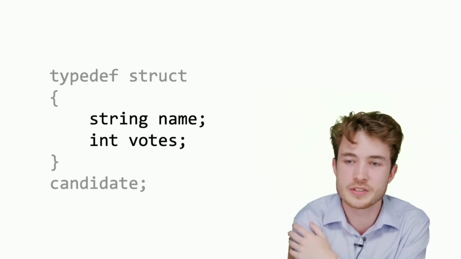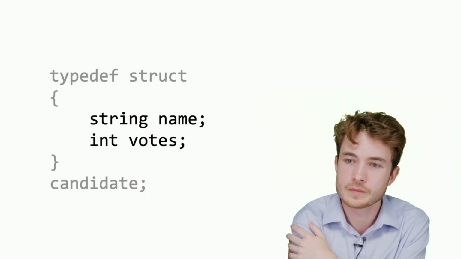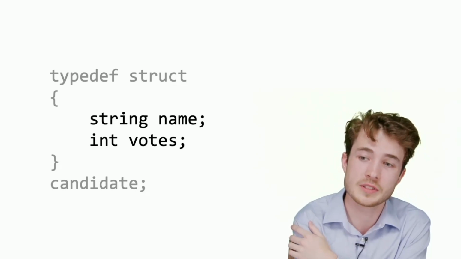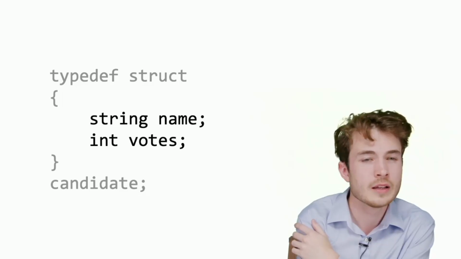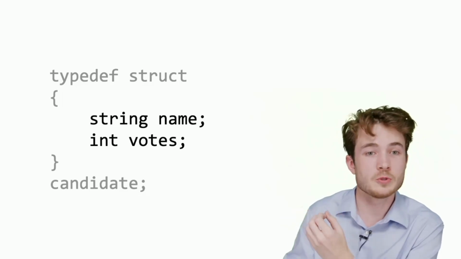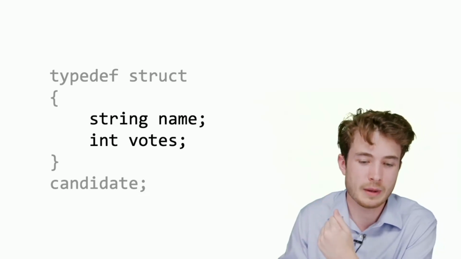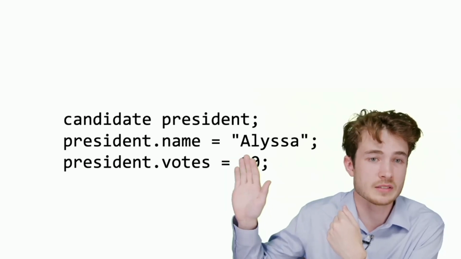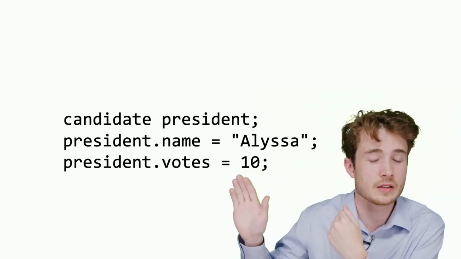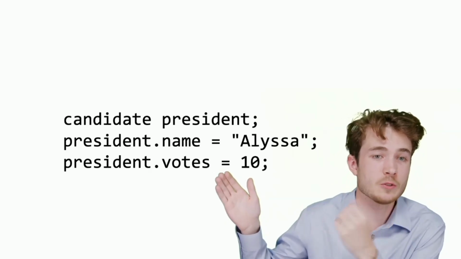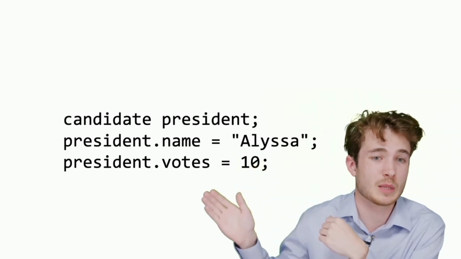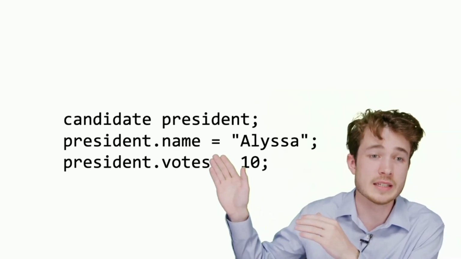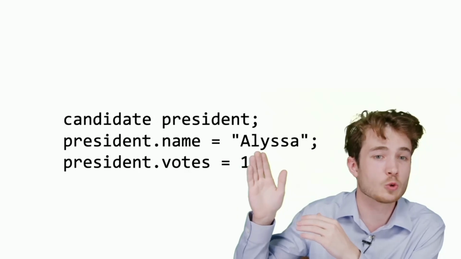I'm seeing some other questions here. Is the C code we need to use to have key value pairs, like a dict in Python? This is maybe similar to a dictionary, if you're familiar with that, in Python, in the sense that when we say the president's name is Alyssa and the president's votes is 10, we can later on just get that same value by referencing president.name and president.votes. So similar in spirit to a dictionary, where we're trying to have a key, like name, correspond to a value, like Alyssa.